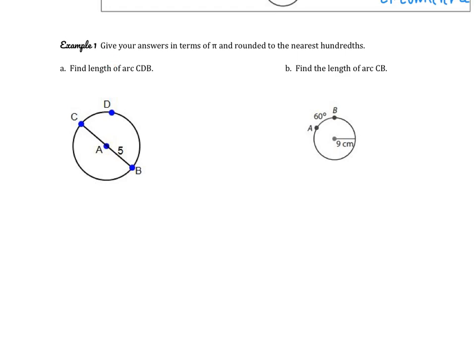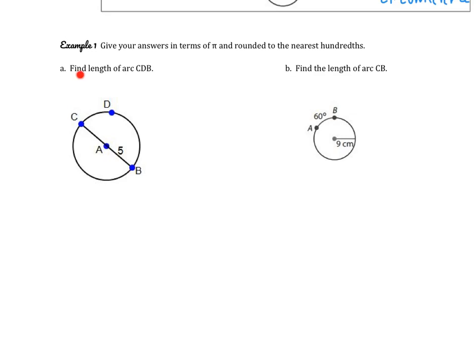Here we're going to give our answer in terms of pi, which means that instead of plugging it into our calculator when we multiply by pi, we're just going to leave it with pi. But we're also going to provide an answer rounded to the nearest hundredth. So we're going to provide what's called an exact answer and an approximate answer.